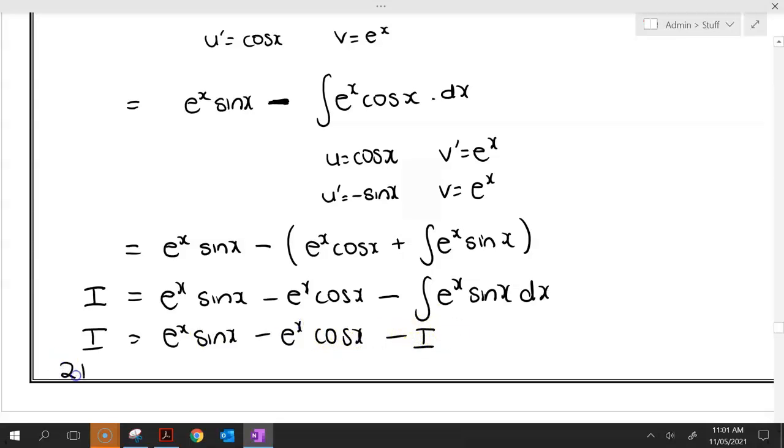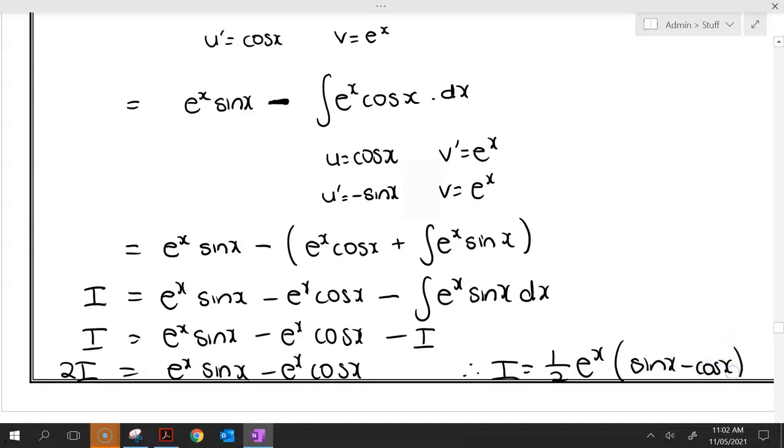Bring the I over, so we have 2I, and that would mean that the integral which I'm trying to find is a half of that, half e to the x. Maybe I'll take e to the x out as a common factor. Sine x minus cos x. Just make sure you put your plus c on at the end. You don't need to put it in here because it is an integral, so it could already include the plus c, but just make sure that goes on your final step.